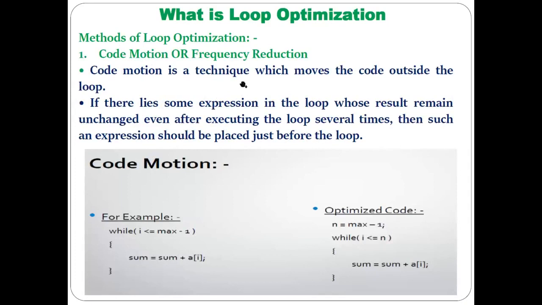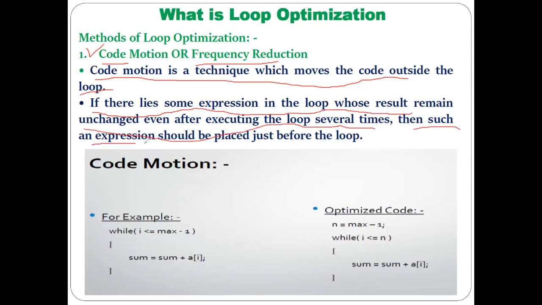The first technique is code motion, or frequency reduction. What exactly is this technique? I will read it, then we apply it to the example. Code motion is a technique in which we move the code outside the loop. That is the reason the name code motion is given to this. Now, if some expression in the loop has a result that remains unchanged even after executing the loop several times, then such an expression should be placed just before the loop.